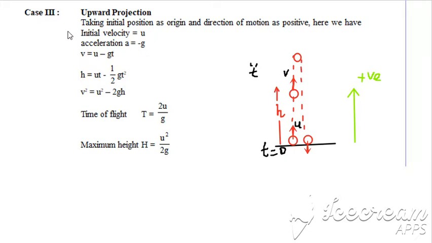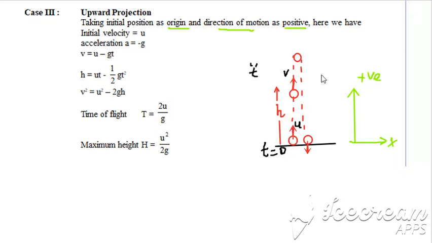In this case number 3, when the motion is upward projection, we will take the initial position as origin, and we will consider the direction of motion, which is the upward direction, as positive. So this is the positive direction and this is the origin, so we can say this is the x direction, and that's the origin from where we are projecting. Now the initial velocity is upward, so that will be written as positive. Upward initial velocity is u.